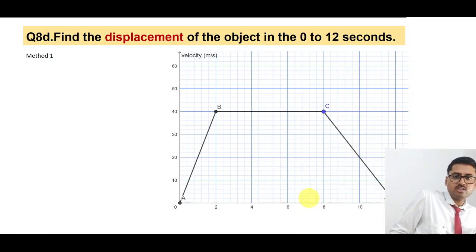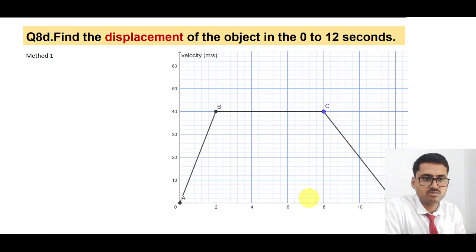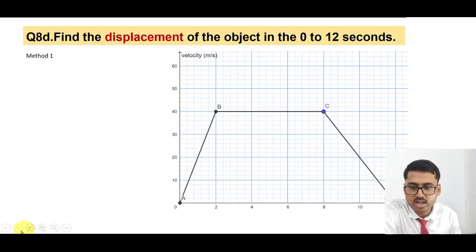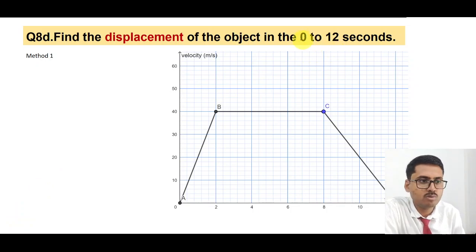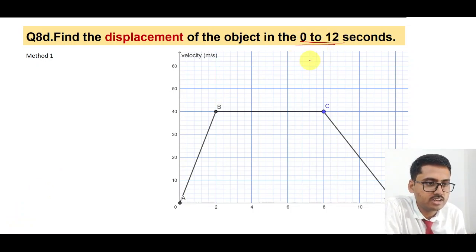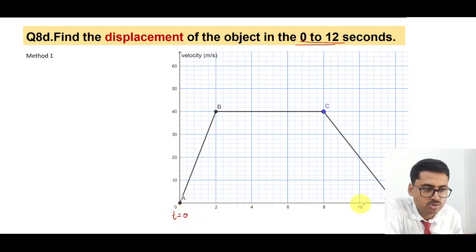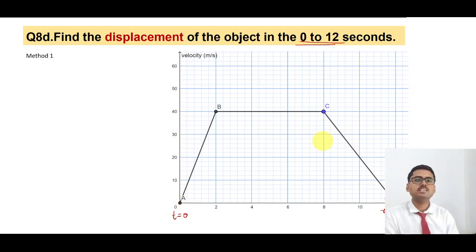Now, question number 8D is very interesting. It says to calculate the displacement of the object from 0 to 12 seconds, means from the starting point over here, from time t equals 0 to time t equals 12, the graph goes up, then horizontal, and then comes down, right? So what is the total displacement of the object?